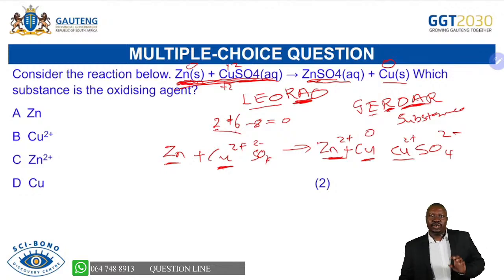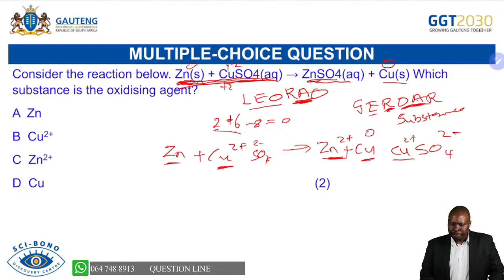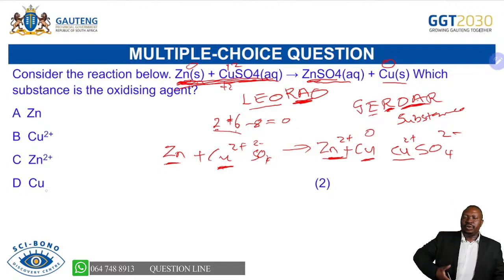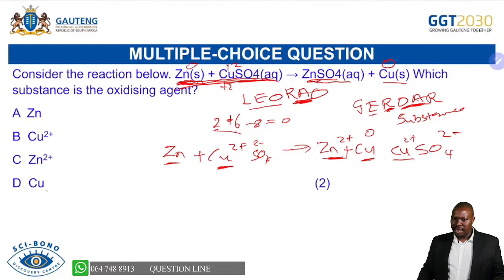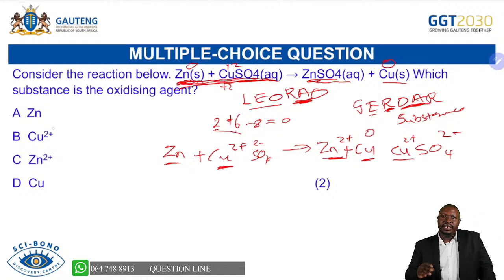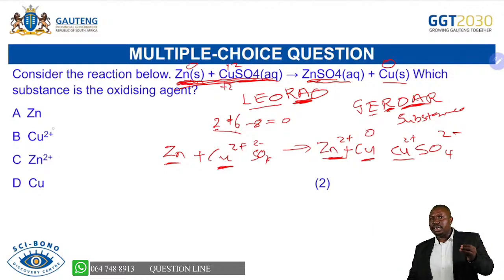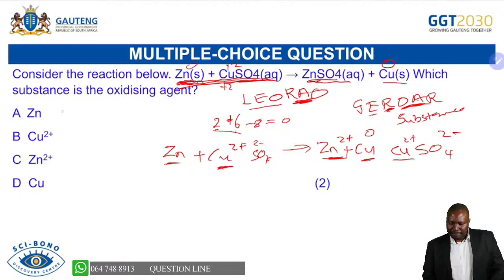So what am I saying to answer this question? I'm saying you will know that metals on their own, without the ions, without being in aqueous state, are more likely to lose electrons. That's what I said when we were dealing with the periodic table. So you will know that these are reducing agents.